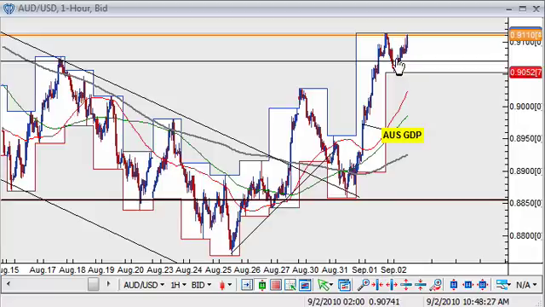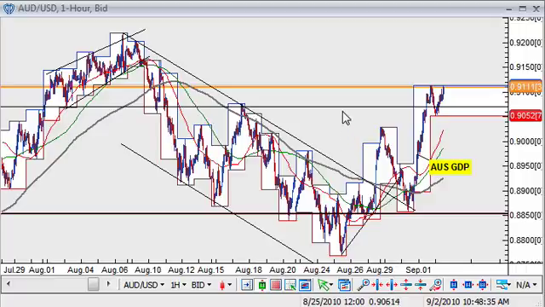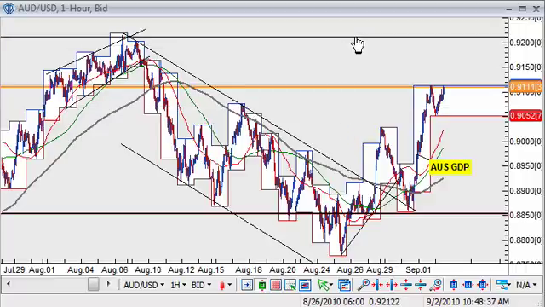This is also a bit of follow-through after we had a very strong rise yesterday following the Australian GDP report, and so we could see this pair continuing to extend its gains and targeting our highs that we had seen in this pair at 0.9220 earlier on in August.